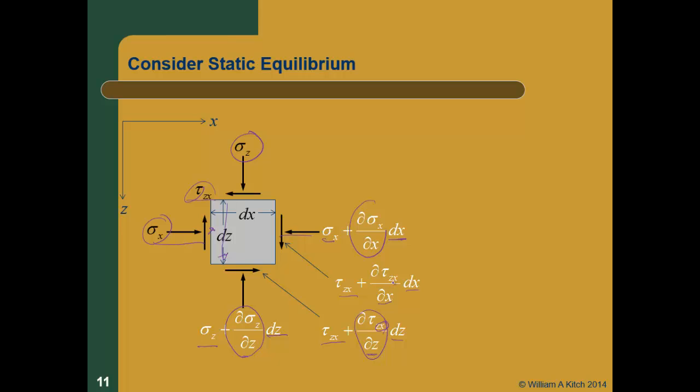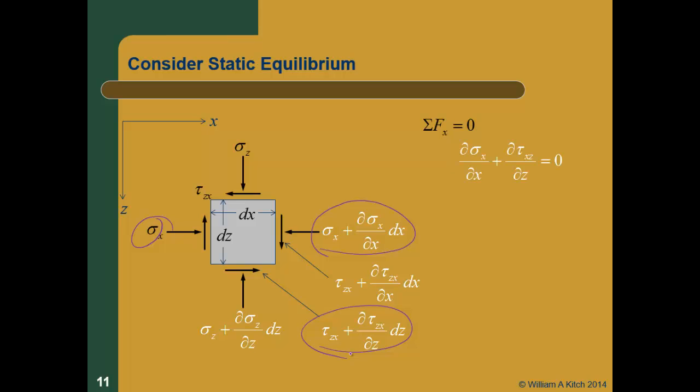Now what we're going to do is sum forces in the x and the z direction, right? So in the x direction, I've got sigma x plus the partial of sigma x with respect to x times dx, and I've got this component, right? This is positive, that's negative, so if I get rid of the sigma x's and tau's, which are going to cancel, I'm going to have that equation for the summation of forces in the x direction, right? And similarly, in the z direction, this sigma is going to cancel that, that tau is going to cancel this one, and I'm going to end up with this equation for summation of forces in the z direction. Simple enough? Okay.